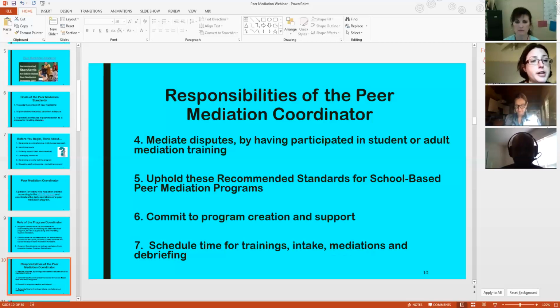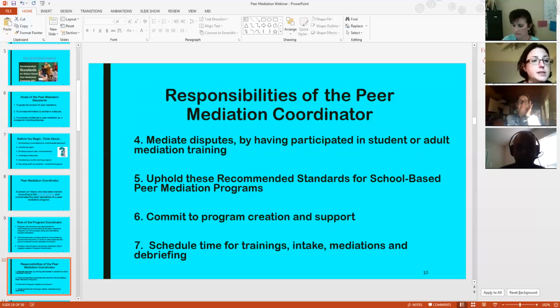Commit to program creation and support. I would say that, you'd want a commitment from a school. Ideally, it would be a 3-year commitment. I think it takes 3 to 5 years for a program to get started, get up off the ground, and kind of start to take off. And I think you get that commitment by showing what are the needs of the school and why is this program important. I think those go hand in hand.